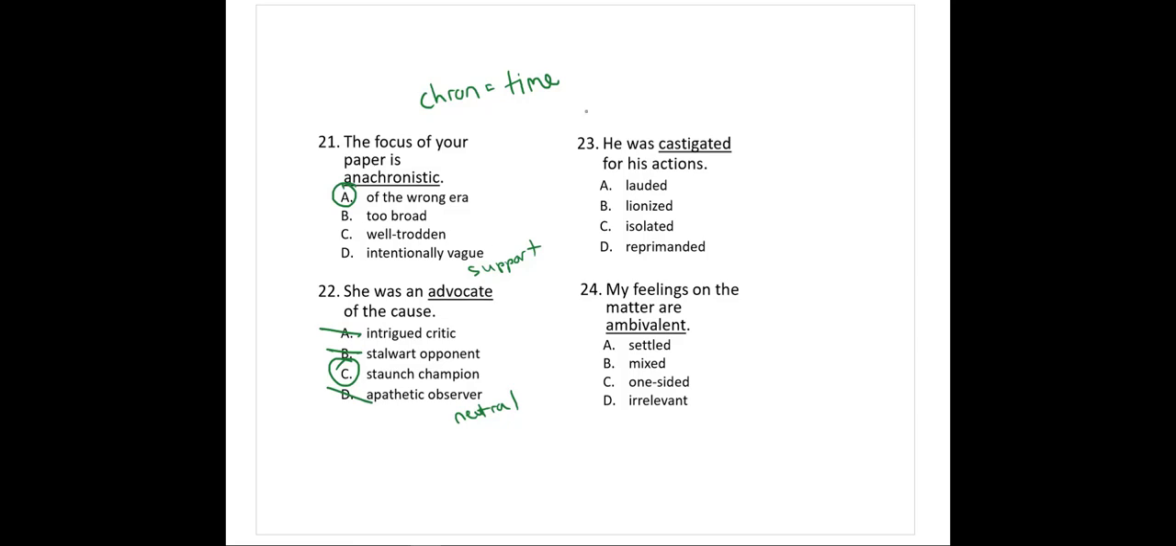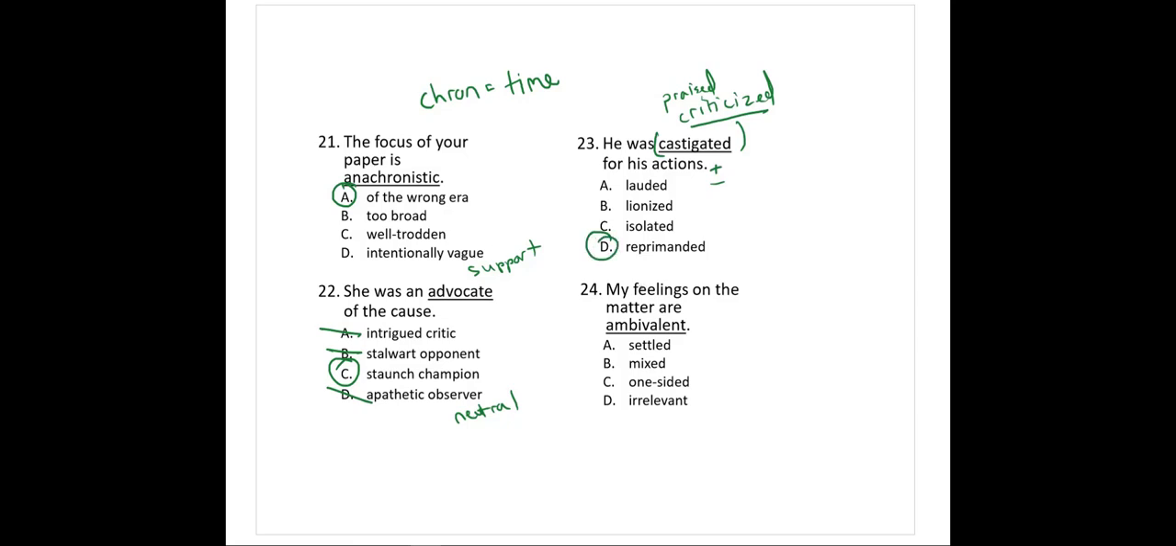He was castigated for his actions. So if the actions were good, positive actions, then castigated would mean praised. If the actions were bad, it would mean criticized. This sentence doesn't tell you, so the only way to solve it is to know the meaning of the word castigated. It basically means kind of like criticized. So the best choice here is reprimanded.